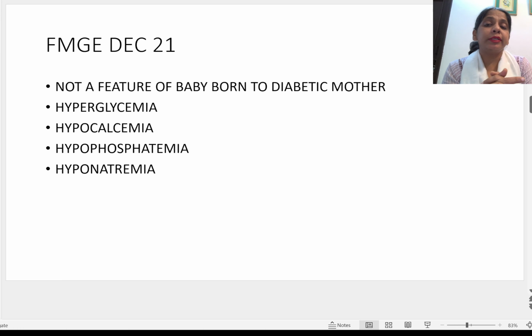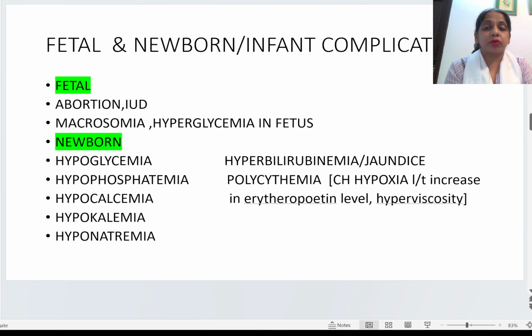Here they are telling us not a feature of a baby born, the baby has been born, of a diabetic mother. So let's first see all the complications, then we will solve this question. First of all, what are the complications in the fetus? As you know, glucose values quite often get deranged in the diabetes patient, so the chance of abortion and IUD is always there. The fetus has macrosomia, the fetus is of large size, and hyperglycemia is there in the fetus. These are all the fetus complications. Only these three complications are there in the fetus in utero.